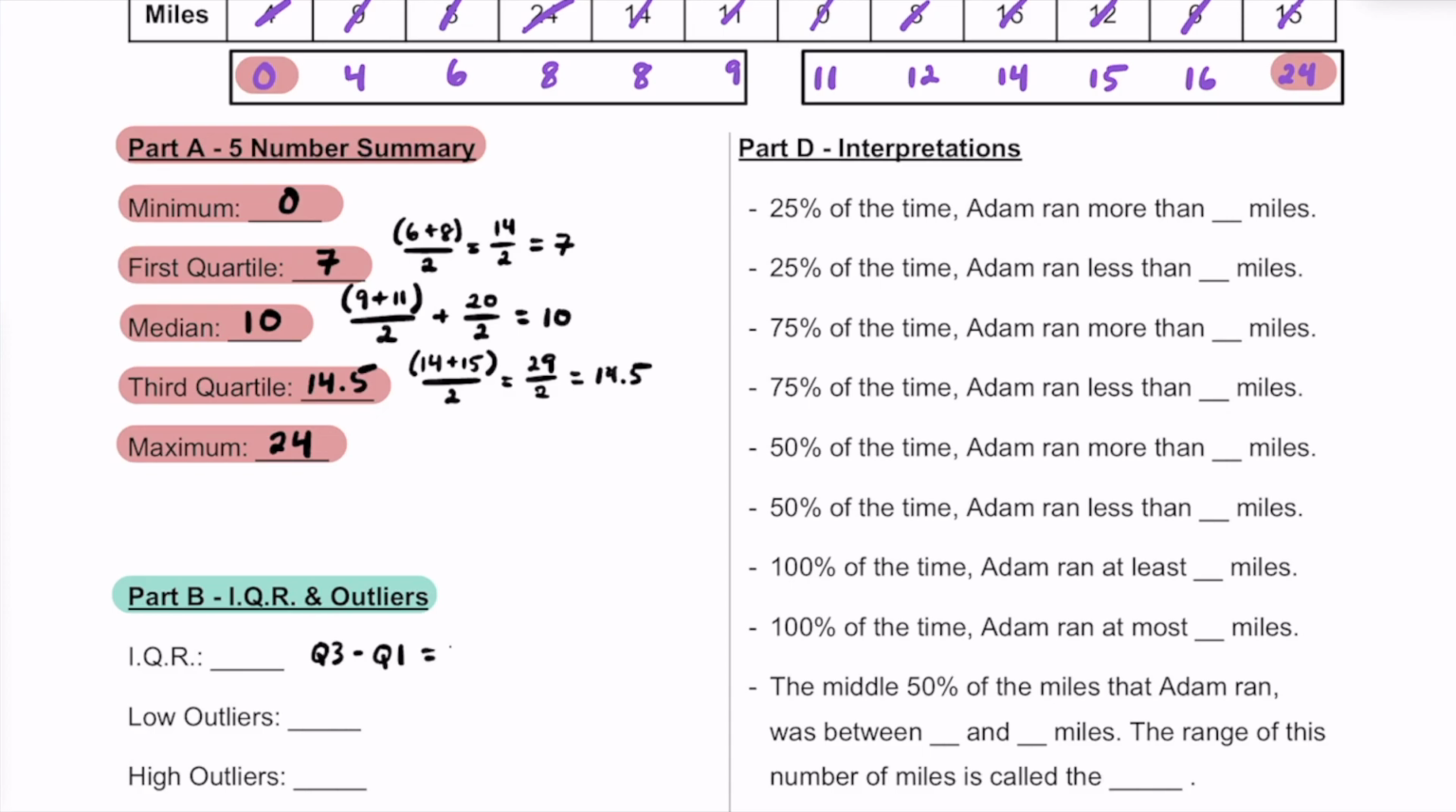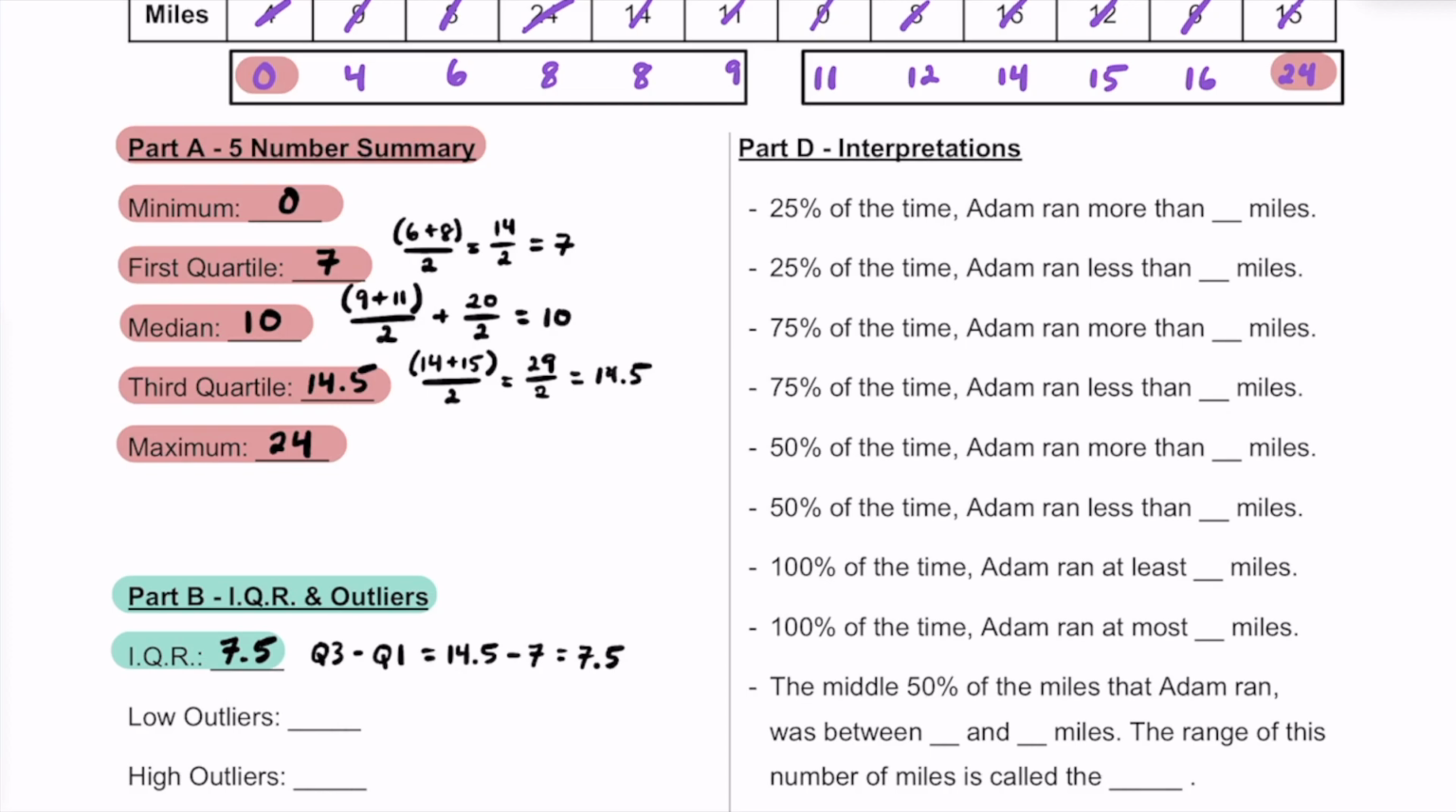Quartile 3 was 14.5, or is 14.5 miles, minus quartile 1, which is 7 miles. So we know we have an interquartile range of 7.5 miles, right? So this right here basically just tells us that the range of the middle 50% of the data, or the amount of time that Adam ran miles, had a spread of 7.5 miles.